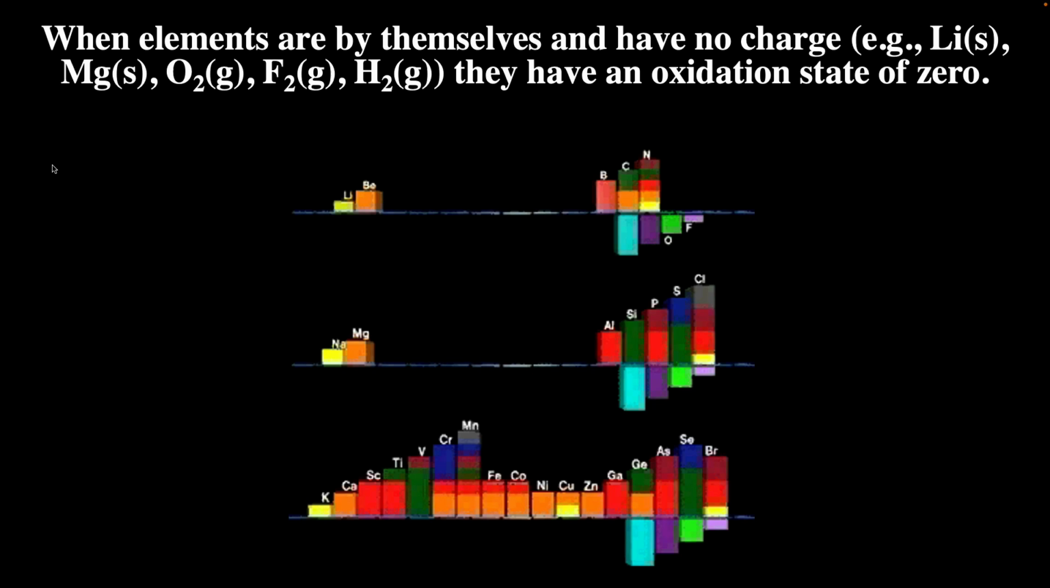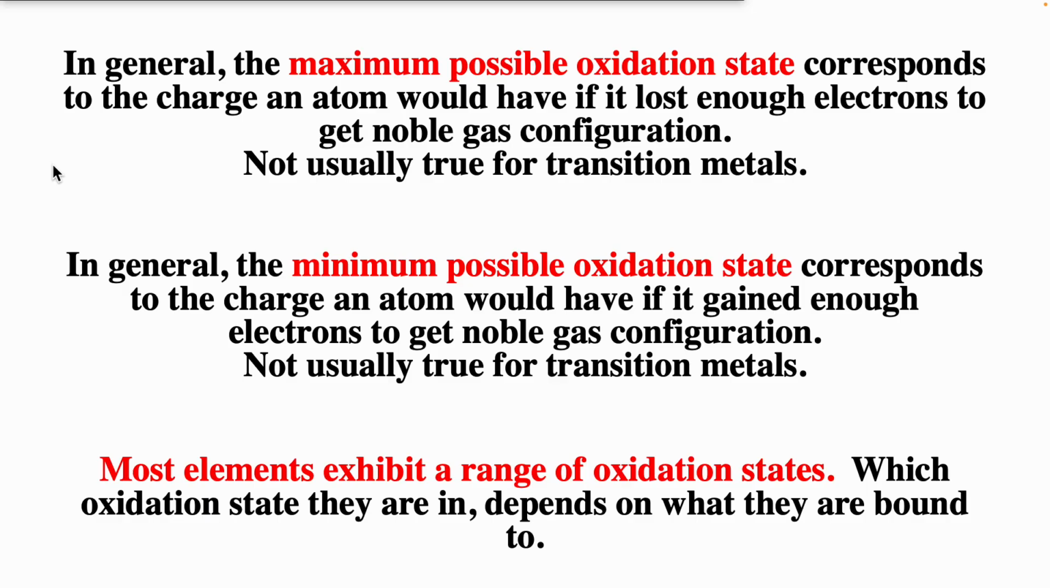And so in general, the maximum oxidation state corresponds to the charge an atom would have if it lost enough electrons to get noble gas configuration. In general, the minimum possible oxidation state corresponds to the charge an atom would have if it gained enough electrons to get noble gas configuration.